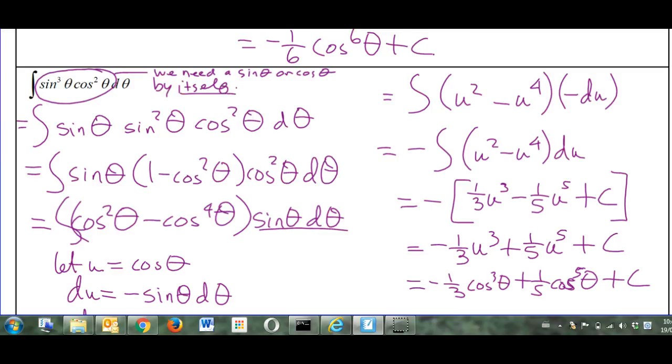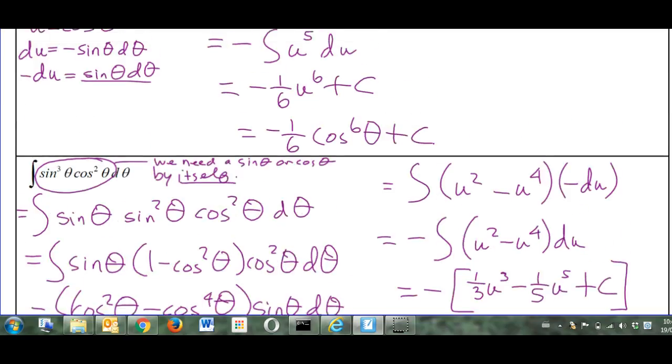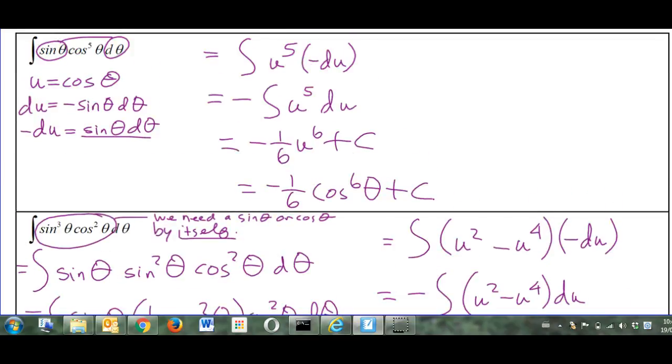Okay, so we need a sine theta or cos theta by itself. If we have that, we're good, right? That's why we did the one up above first. See, look, we got a sine theta by itself. Okay, that's good. So then I let u be cos theta, and I get u, right?